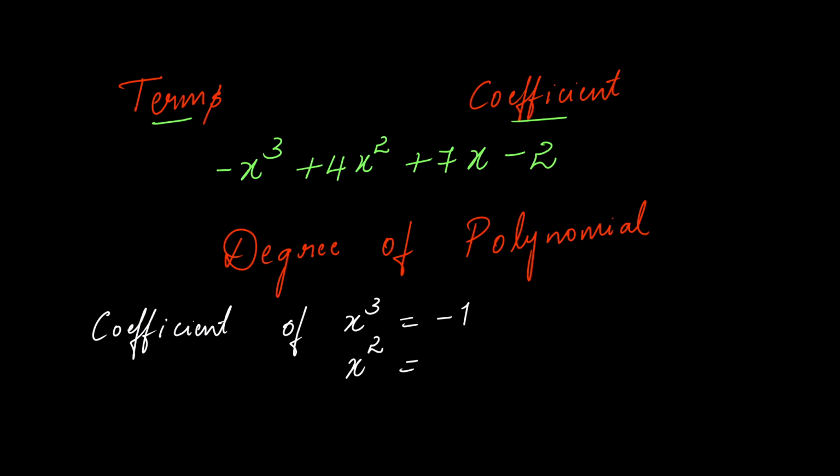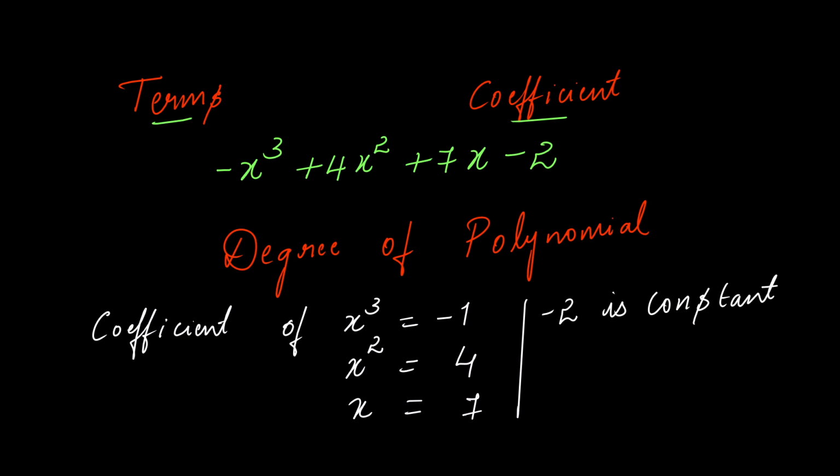And in the second term, the coefficient of x square is 4. In the third term, the coefficient of x is equal to 7. And the last one is constant. So what is this coefficient?